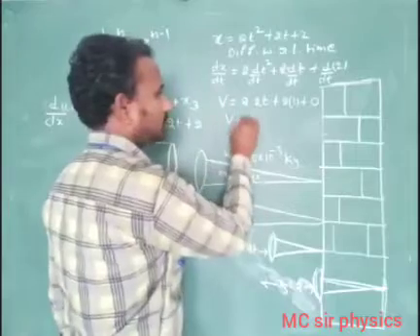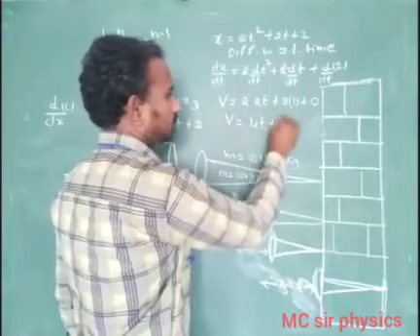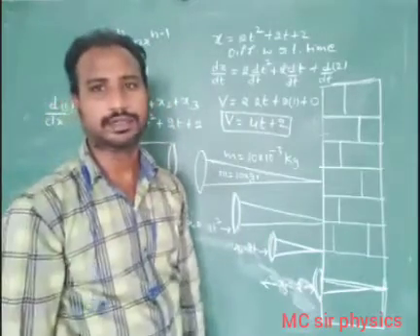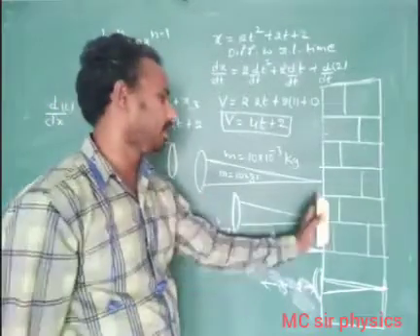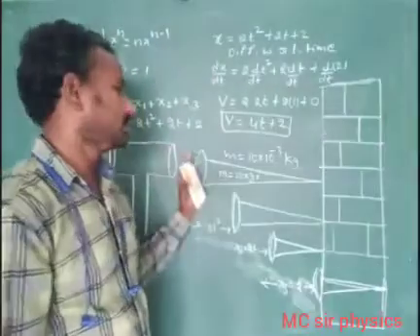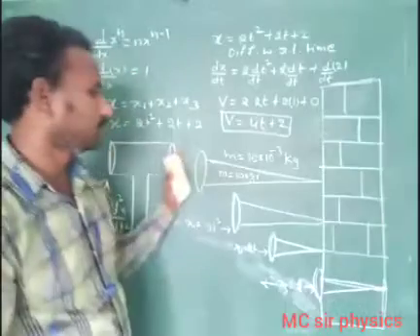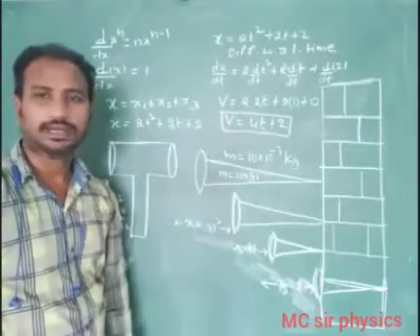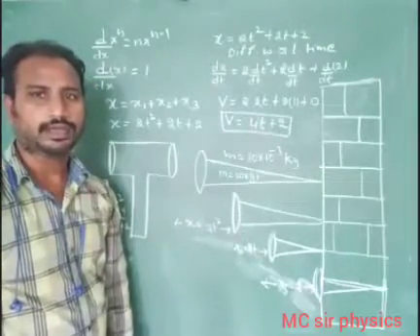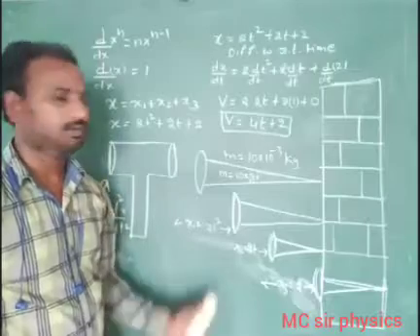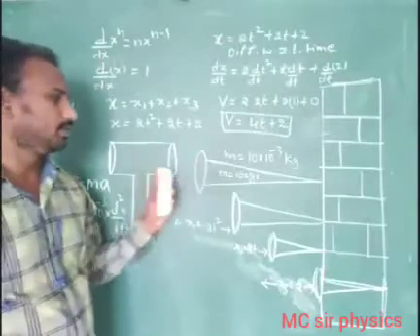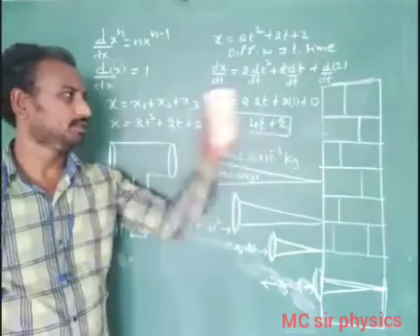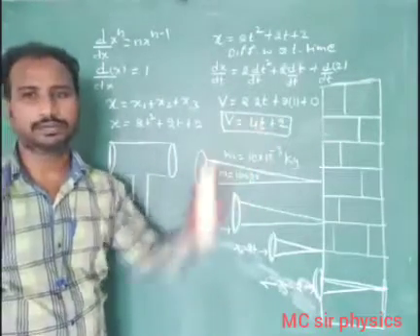Velocity equals 4t plus 2. This is the velocity equation we got, and it is a variable equation. What is the velocity of the nail whenever we hit it with the hammer? The nail gets the velocity v equals 4t plus 2. Are you able to identify this point? This velocity is also a variable quantity.